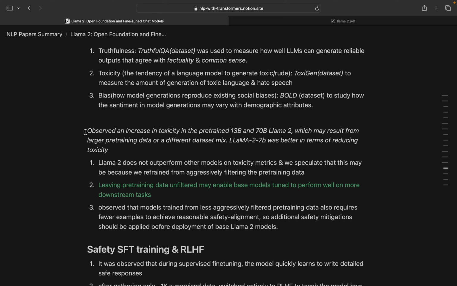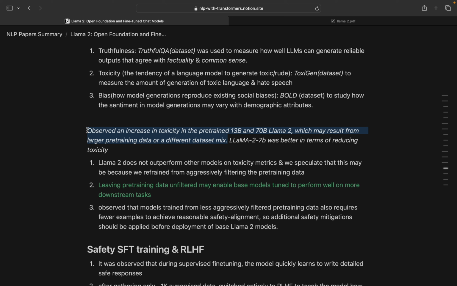But this is one observation which I found: LLaMA 2 of course comes in various variants, and the 7 billion, which is the smallest variant, was a bit better at reducing toxicity compared to the bigger models.